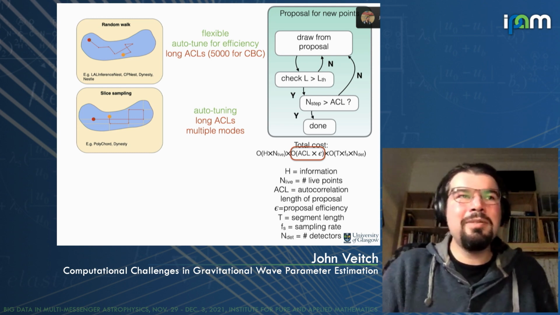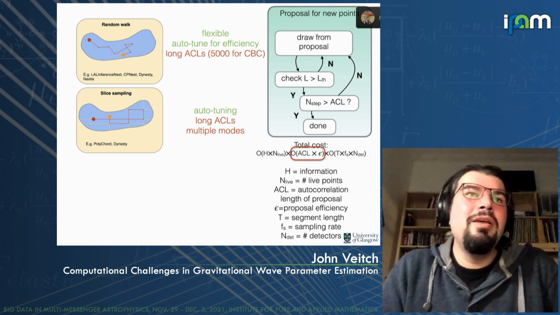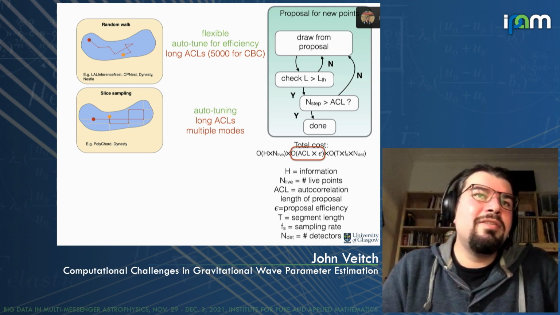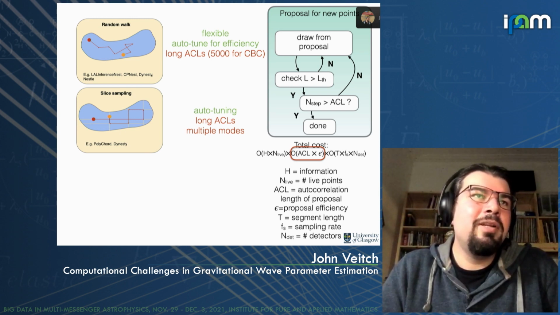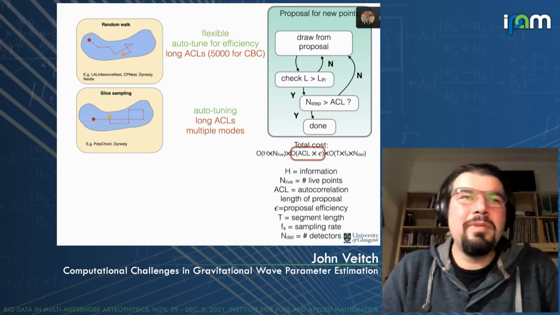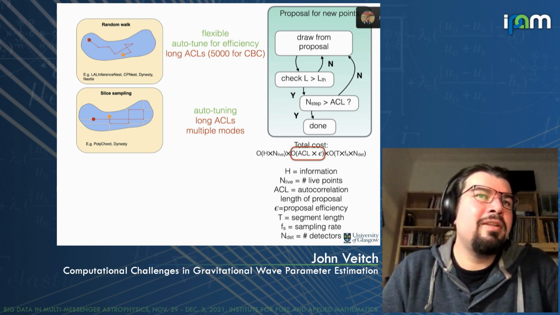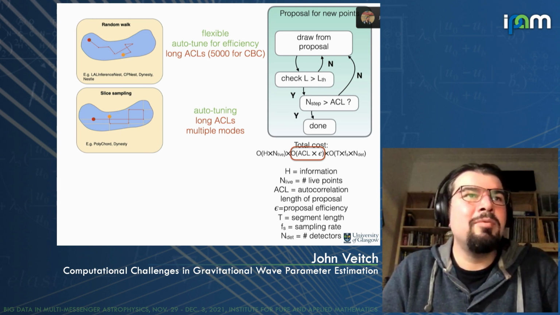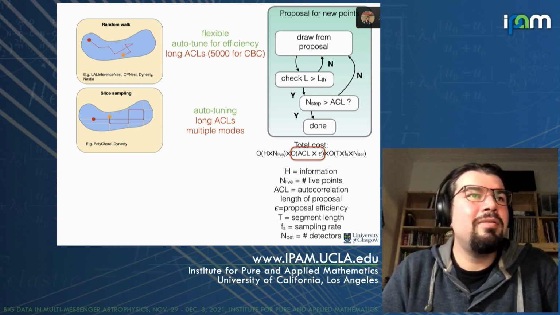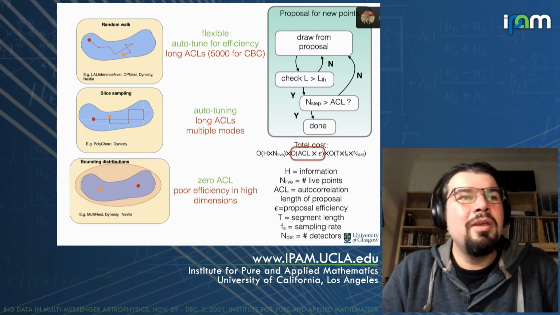Slice sampling is another one. It's a bit like Gibbs sampling. That has advantages in that it also can set its own scale, but it has similar disadvantages that it has long autocorrelation lengths, and it doesn't handle multiple modes all that well in some cases.